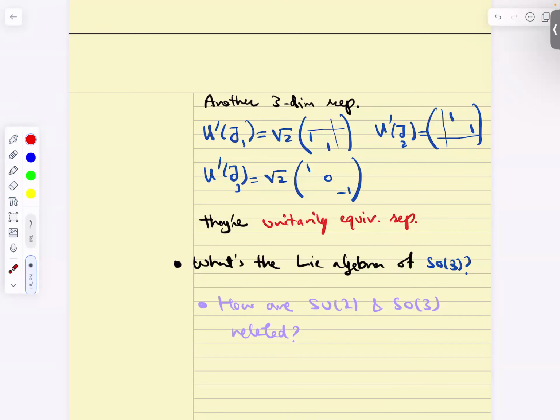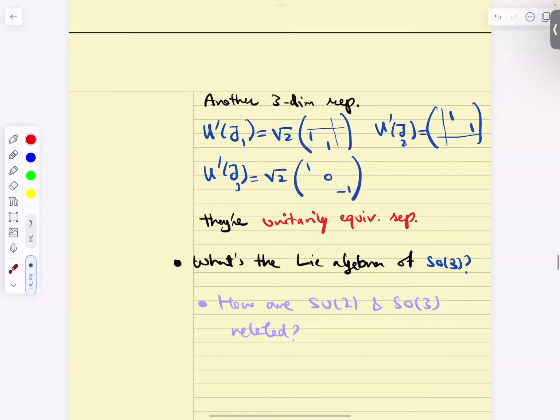So I leave it to you guys to think about what is the Lie algebra of SO3 and how SU2 and SO3 are related. I can give you a hint. Should I give you a hint? No, maybe not. All right. No, let me give you a hint. Don't look this up, okay? Just try to do it yourself because it is a helpful exercise.